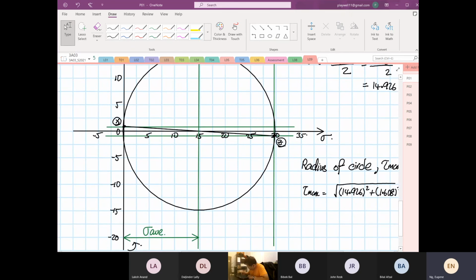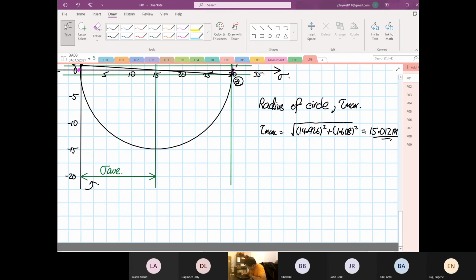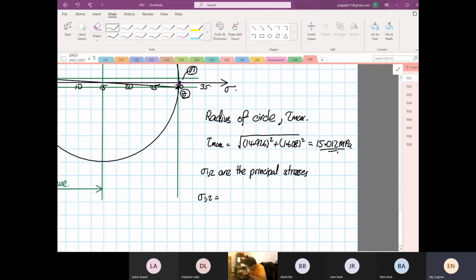There are 2 points over here, and they are your principal stresses. I think I'm going to use a different color. One over here is our stress 1, and over here is our stress 2. Knowing where stress 1 and stress 2 are, stress 1 and 2 are the principal stresses. All you need to do to calculate stress 1 and 2 is take the stress average, which is 14.926, plus or minus 15.012. So you have 2 values.